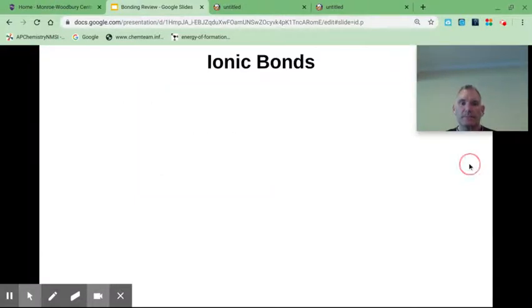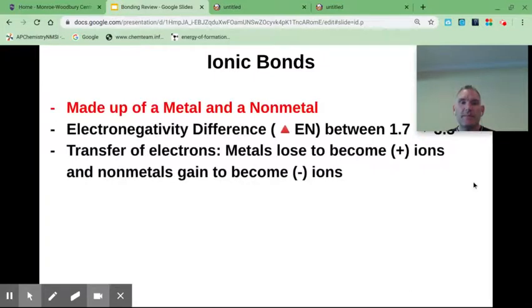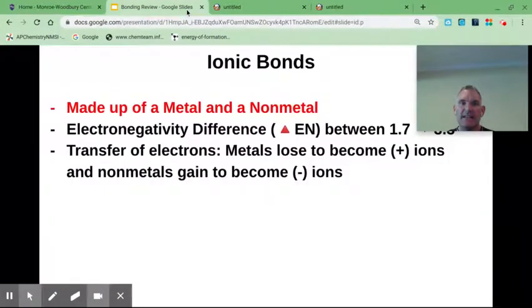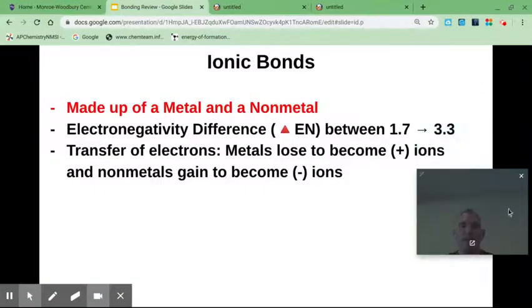First, ionic. Ionic bonds, remember, ion means it's made up of a metal and a non-metal. When we're talking about a metal and a non-metal, remember that is going to be something from the left side of the chart, excluding hydrogen, and then something from the right side of the chart. That's what makes it a metal and a non-metal.